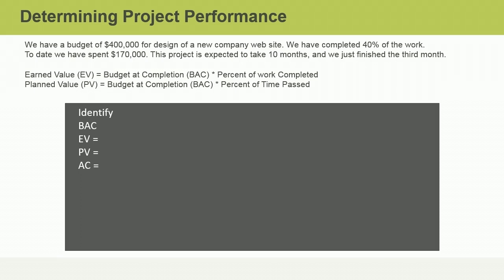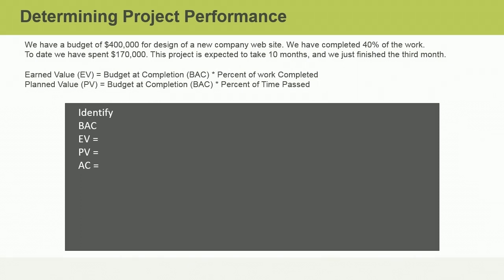The next sentence says, to date, we have spent $170,000. It looks like we have just been handed a key bit of information. What is it? Pause the video if you'd like more time, and then resume. If you said $170,000 represents the actual cost, you are correct. We didn't even have to calculate anything. Okay, one more sentence. This project is expected to take 10 months, and we just finished the third month.